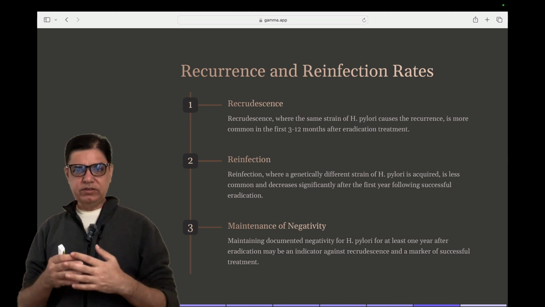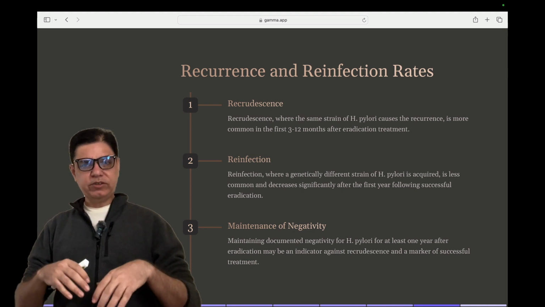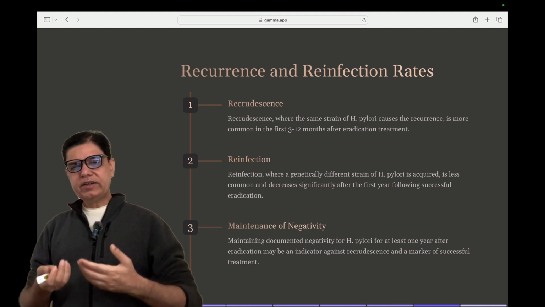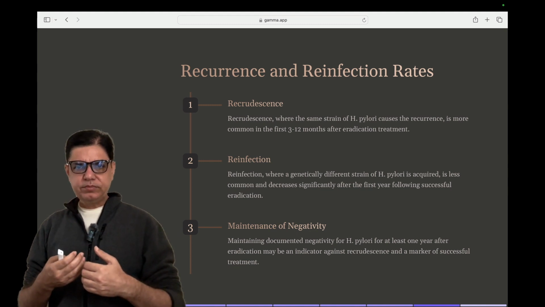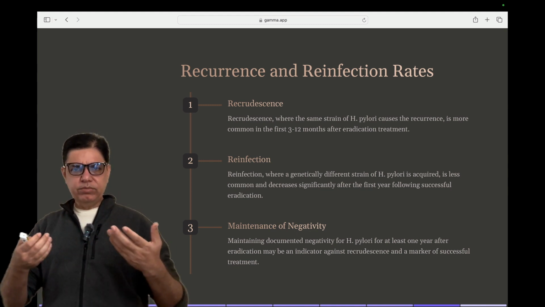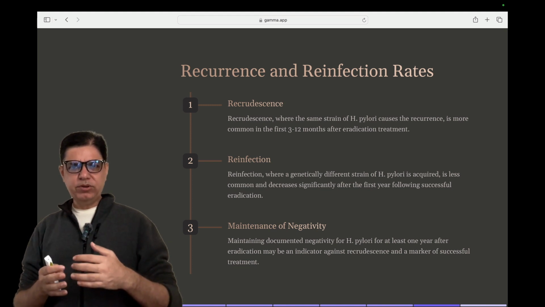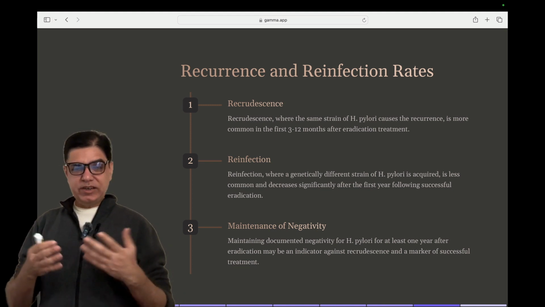That is recrudescence. Reinfection means where it has been cured, but you get infection from another strain of the H. pylori. And this is usually less common as compared to recrudescence, but still it can happen.